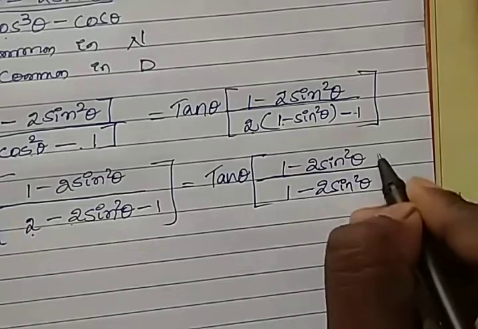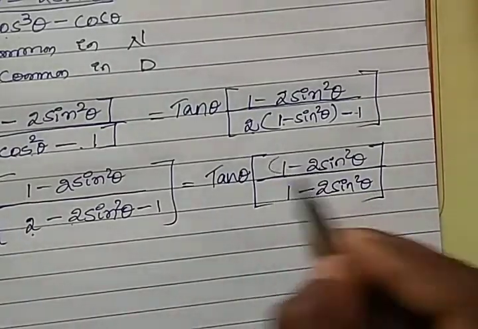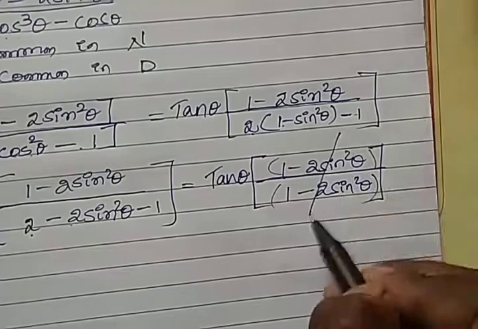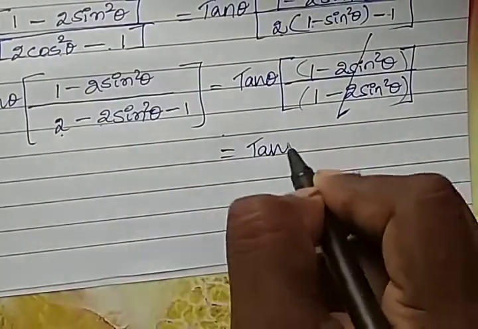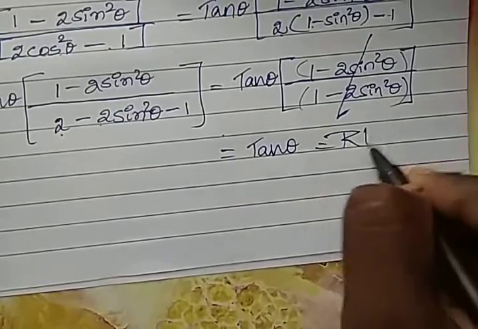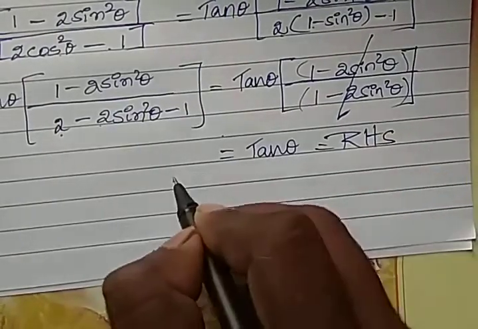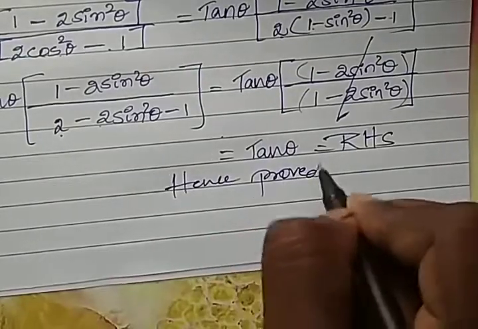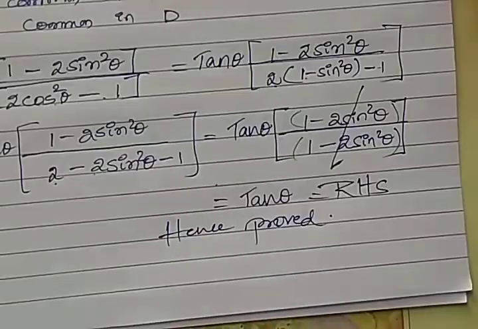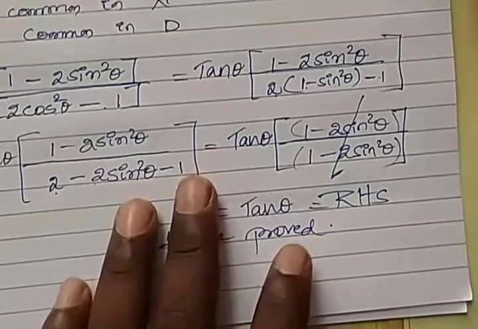So what do you see here? Both the terms in the numerator and denominator are the same, so they get cancelled, and we are left with tan theta, which is equal to RHS, hence it is proved. So we are just using the identities, interchanging them with one another. So that's question number 7.